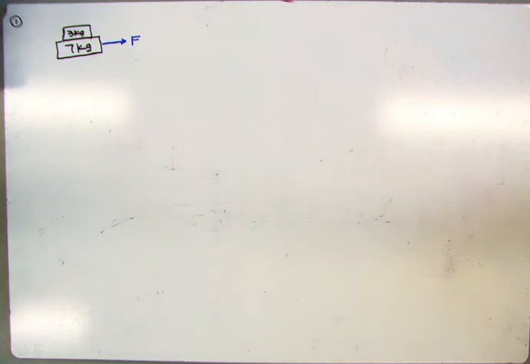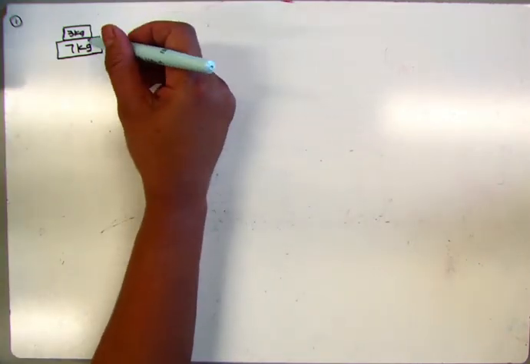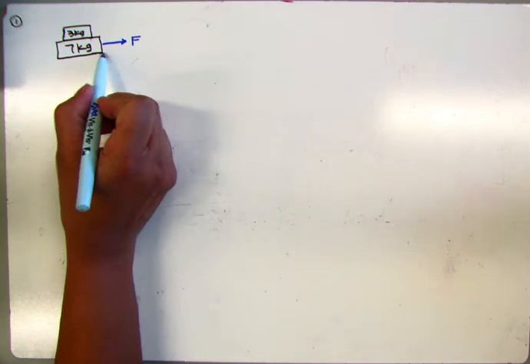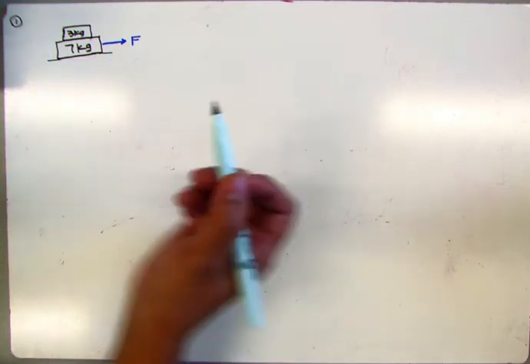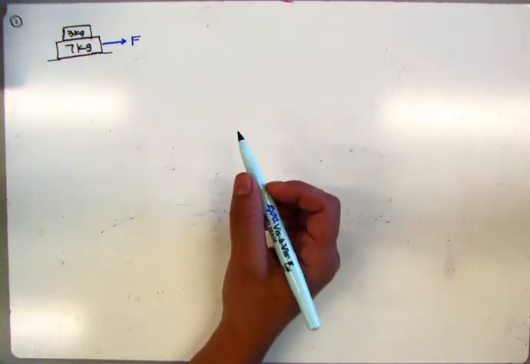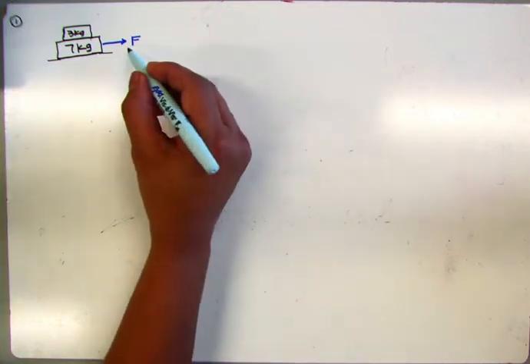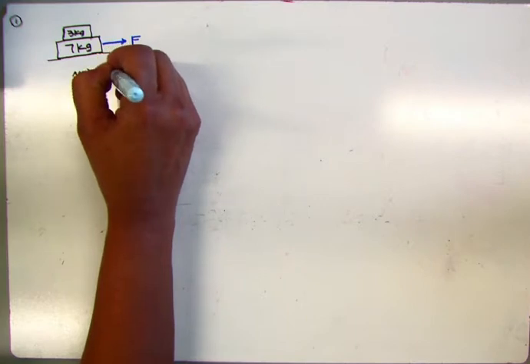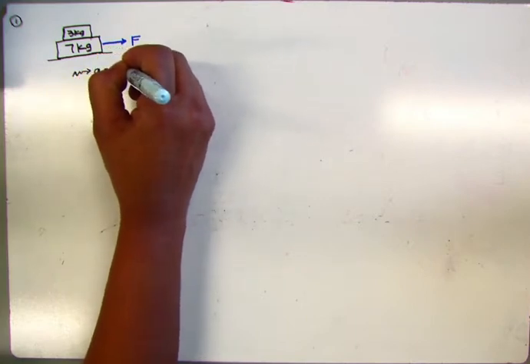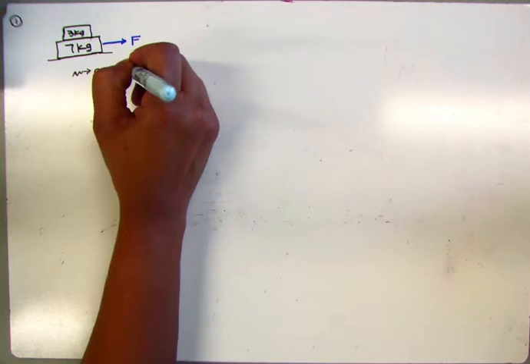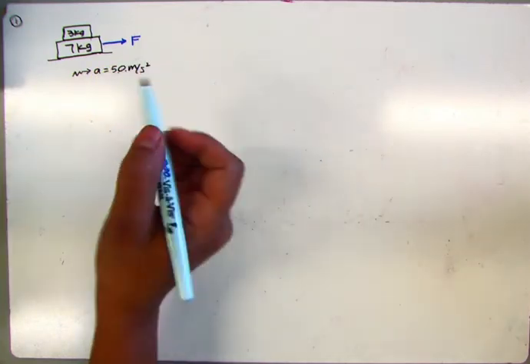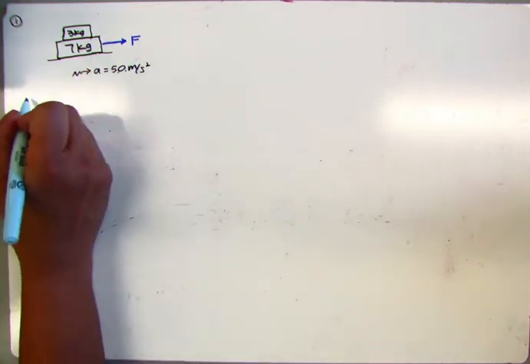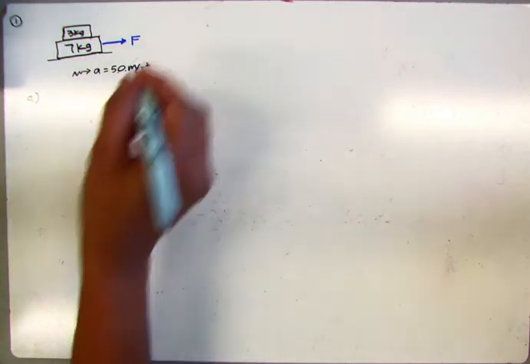So in this problem, you've got a 3 kilogram block on top of a 7 kilogram block, and there's friction both between these two surfaces and between the 7 kilogram surface and the table. In question A, they want you to calculate the magnitude of this force necessary to maintain an acceleration of 5 meters per second squared.